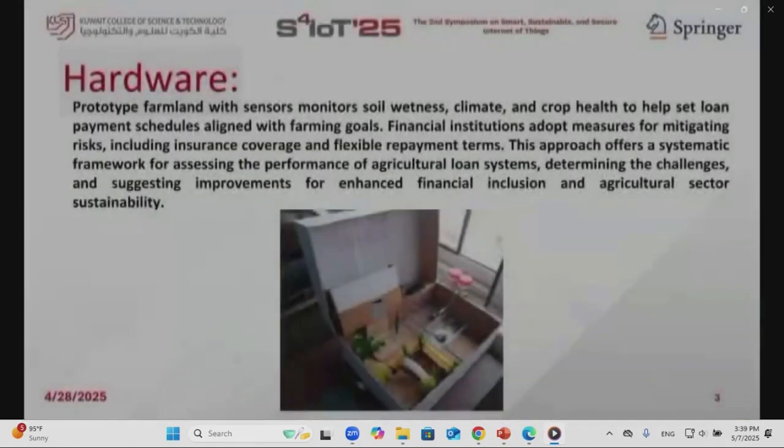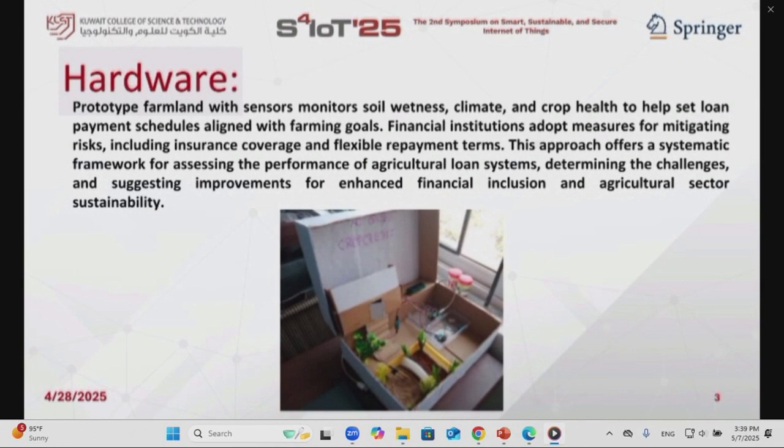Then coming to the hardware model, a prototype farmland with sensor monitoring of soil wetness, climate, and crop health helps set loan payment schedules aligned with farming goals. This approach offers a semantic framework for assessing the performance of agricultural loan systems, determining the challenges, and suggesting improvements for enhanced financial inclusion and agriculture sector sustainability. It was a small prototype developed by us to check how our system is working.